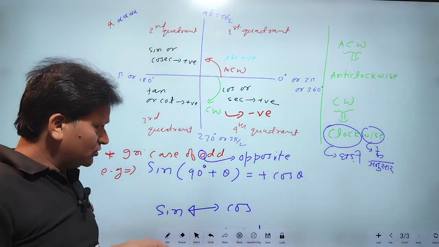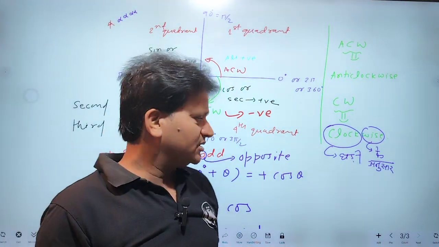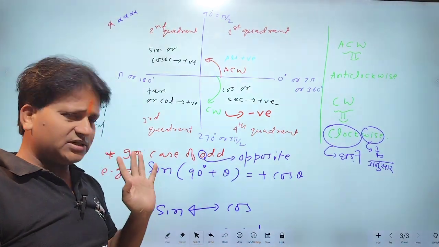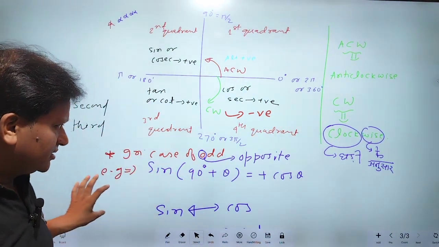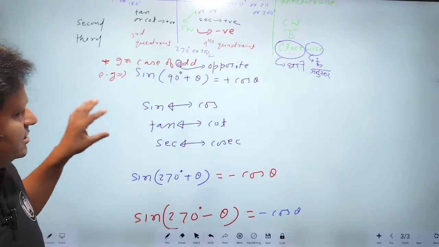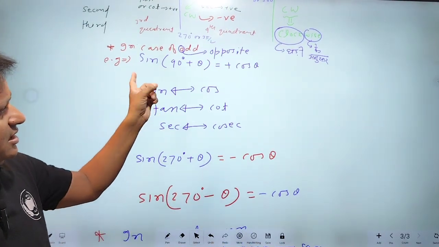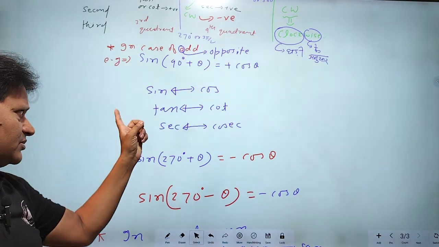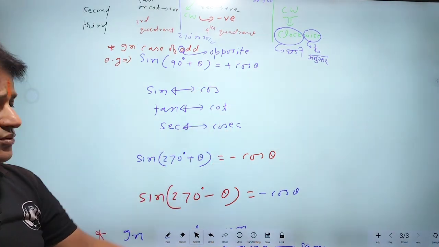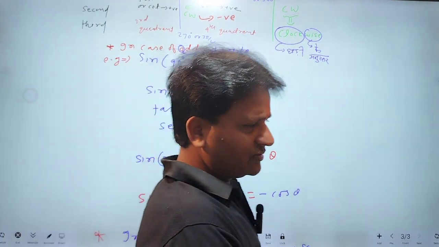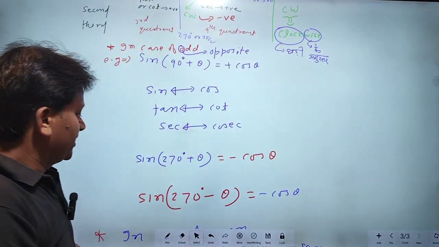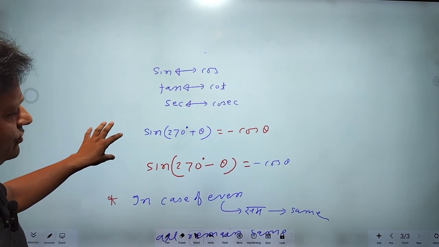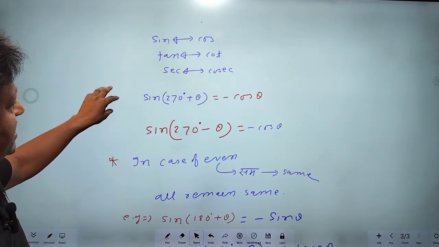In case of odd, O for opposite, just like tricks, O for opposite. Opposite means sine converted into cos and cos converted into sine, tan converted into cot and cot converted into tan, sec converted into cosec and cosec converted into sec. Okay? Now I am going to take some examples.